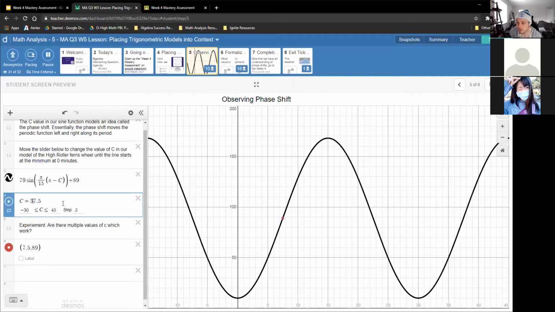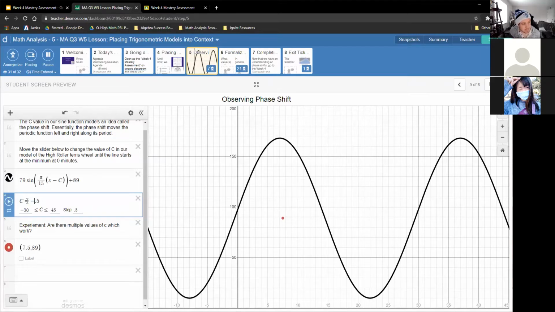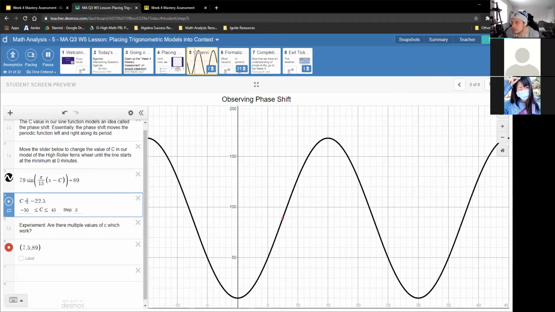Would minus 30 work? That's a good question. So what would be the value then, Hong, if I did 7.5 minus 30? What would be my value for 7.5 minus 30? It would be negative 22.5. So it'd be negative 22.5. And look, it's the exact same.